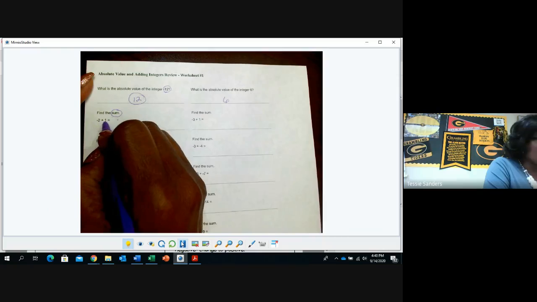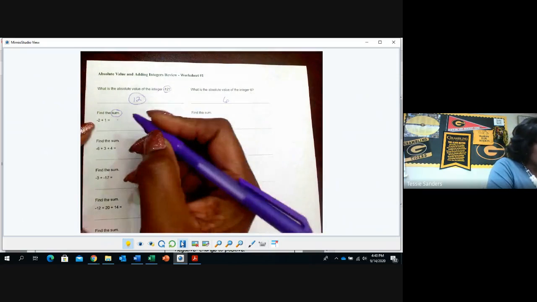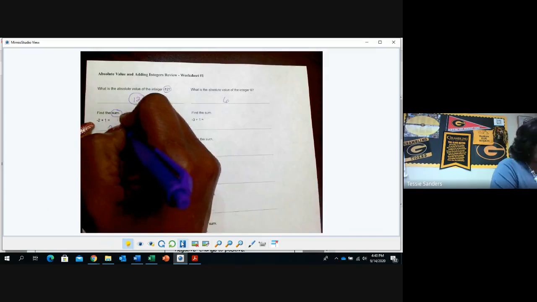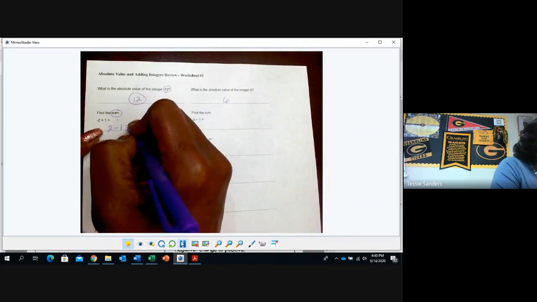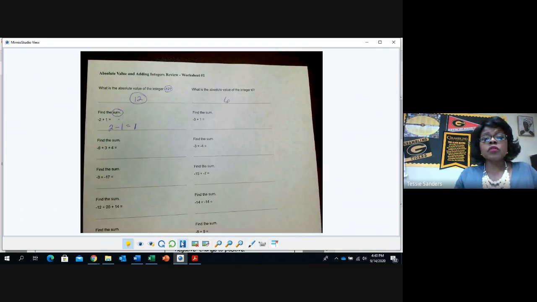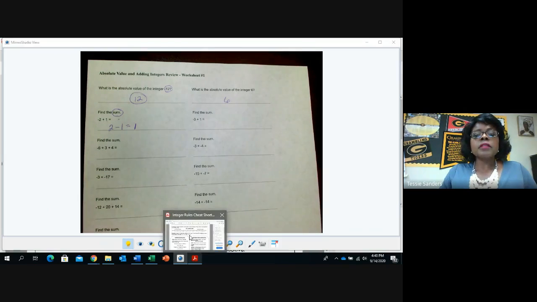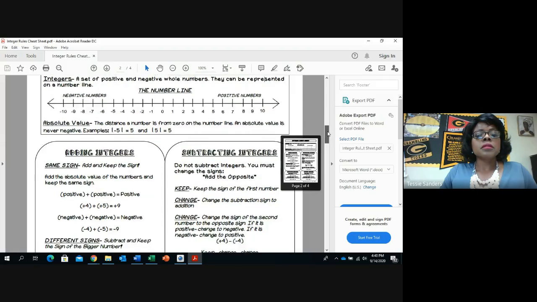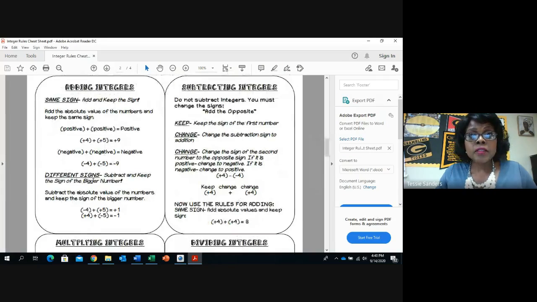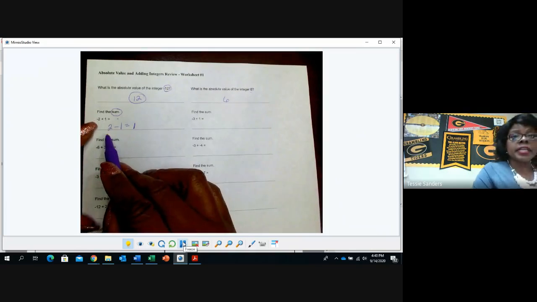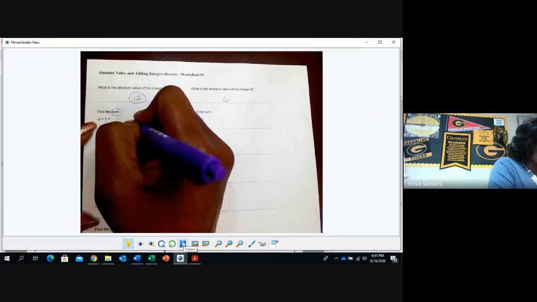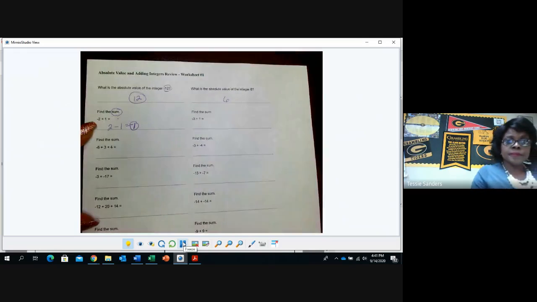-2 plus 1. -2 plus 1. You can rewrite this problem. You can say 2 minus 1. You can rewrite it just like that. 2 minus 1 equals 1. Now, let's visit the rule. The rule suggests that if you have different signs, you're going to subtract and keep the sign of the bigger number. So we're going to keep the sign of the larger number. What is the sign of the larger number? The sign of the larger number is -2.